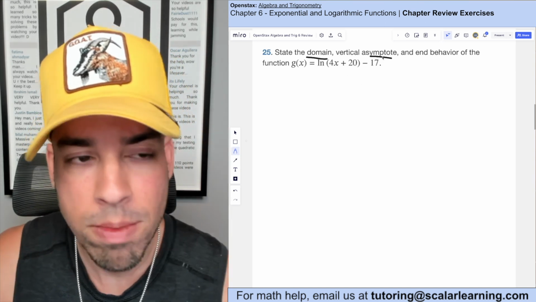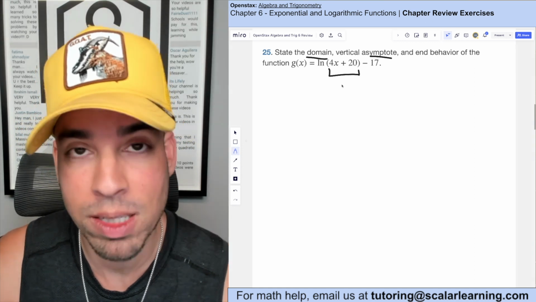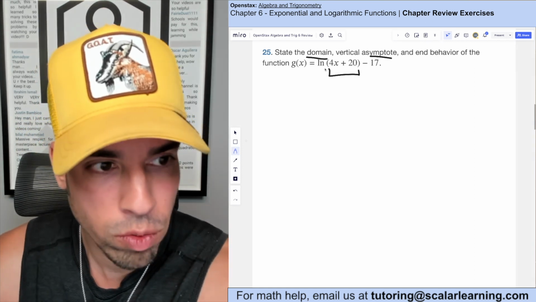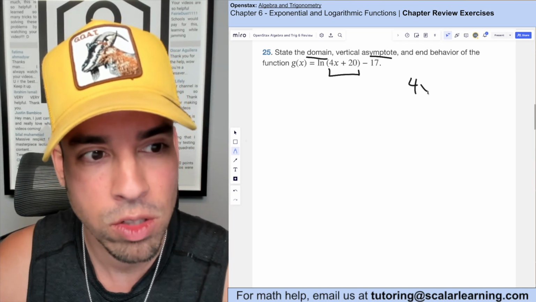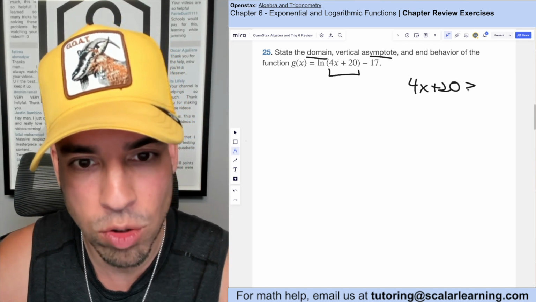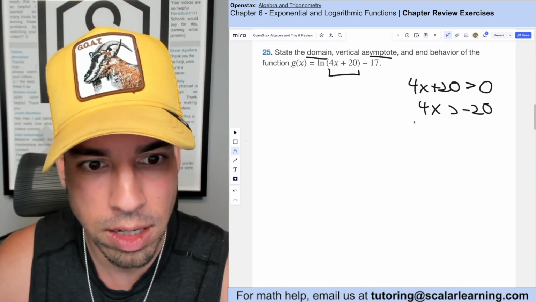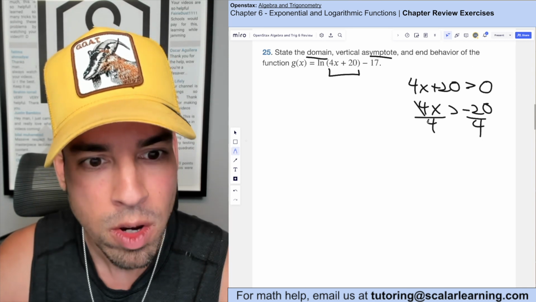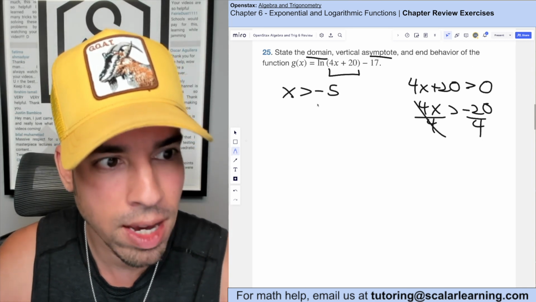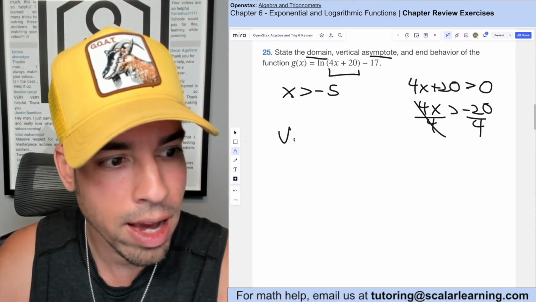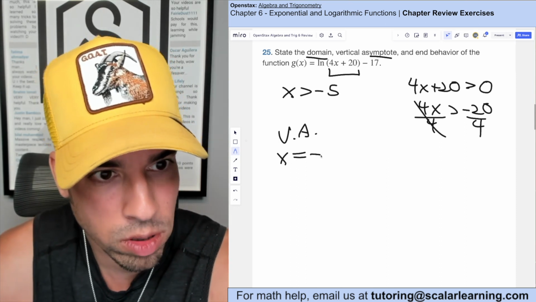So for this one, we're starting with the domain, then vertical asymptote, and end behavior of the function. When we talk about the vertical asymptote, it occurs when this is going to go to 0, right? Because that's a no-no. We can't take a logarithm, natural logarithm, or any logarithm of 0 or any negative numbers. So that means 4x plus 20 has to be greater than 0. And then we can solve by subtracting 20 and then dividing both sides by 4. So we get a nice domain of x is greater than negative 5. And that means the vertical asymptote is at that boundary, x equals negative 5.